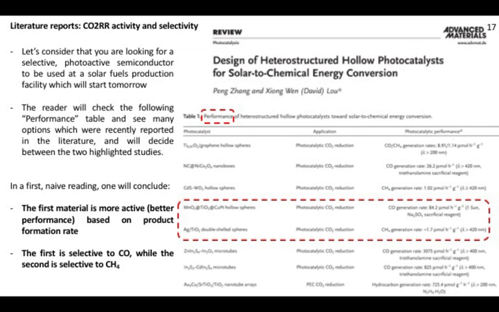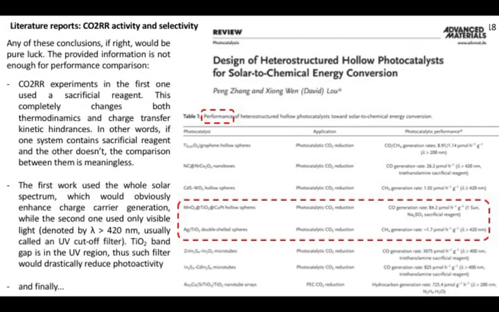These two conclusions, based specifically on this data, if right, would probably be pure luck, because this data is far from being enough to make any conclusions. And these are the reasons. Well, the first one, as you can see, uses sodium sulfite as a sacrificial reagent. If we are talking about CO2 reduction, putting in a sacrificial reagent is quite a common practice to increase the overall efficiency of the system. It's a good strategy to increase product formation.